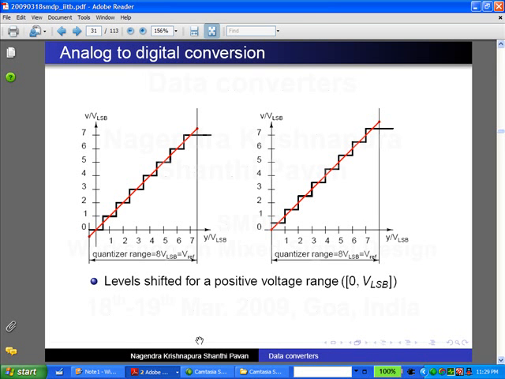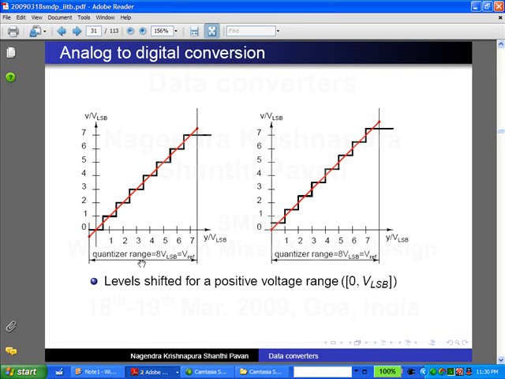So this shows a typical quantizer characteristic, and the left side is the characteristic I have been using. For 0 input, I have 0 output. It's basically a rounding function, right? Between minus half and half, I get 0. Between half and 1 and a half, I get 1 and so on.